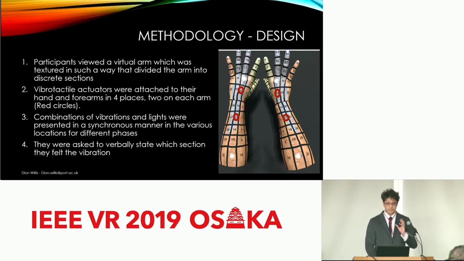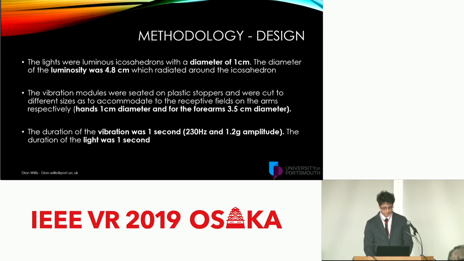And they were issued a series of lights and vibrations. The lights you can see just above the rings or below the rings. And these were decoupled. We'll talk about that a little bit later. And we asked them to verbally state where they felt the vibrations, not where they saw the lights. The lights were luminous icosahedrons with a luminosity of 4.8 centimeters that radiated throughout.